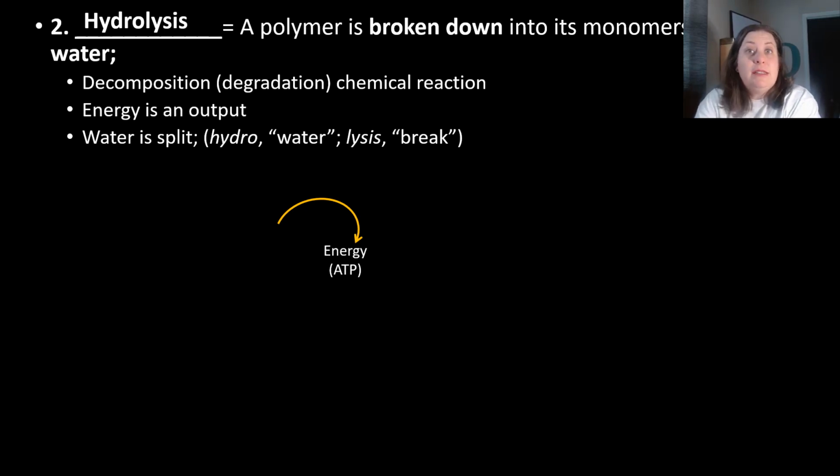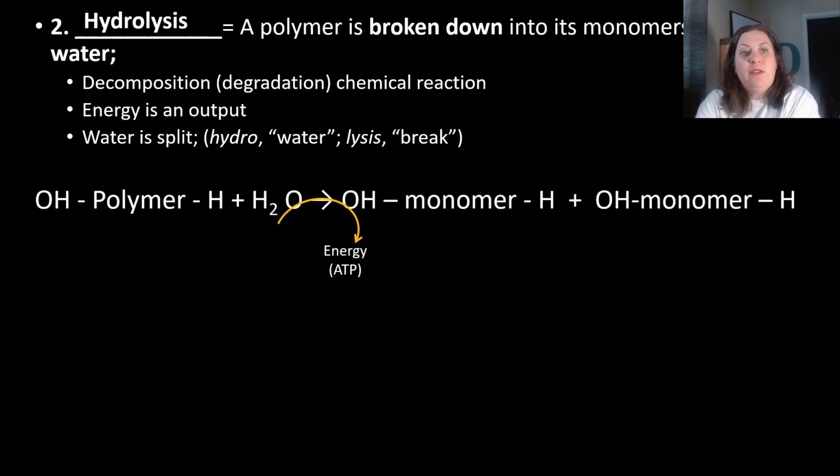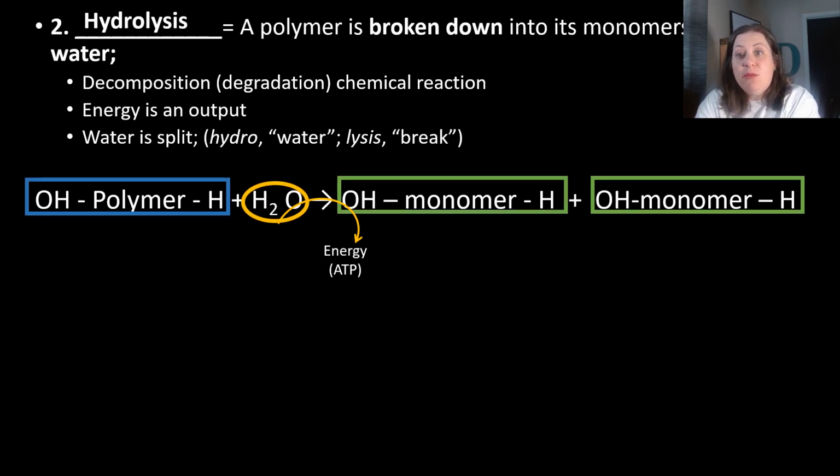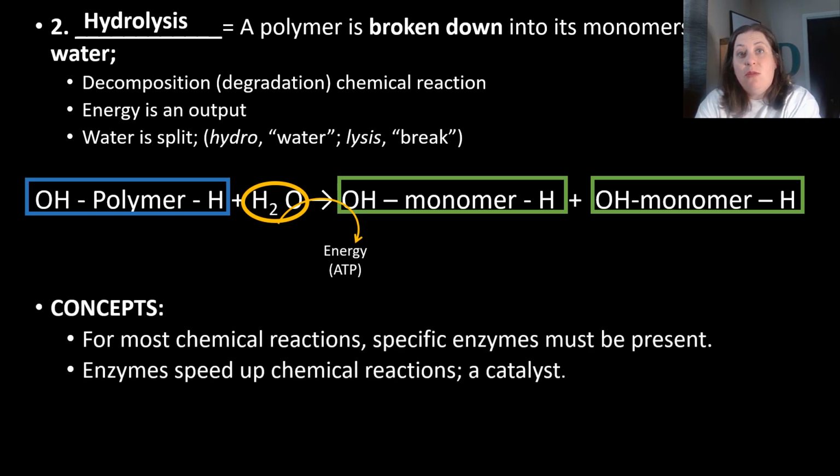So if we use a similar example to the one we had on the last page, we have a polymer. We are going to break it apart by adding water. This causes energy to be released, and we break the water apart. So we have H on one molecule and OH on another.